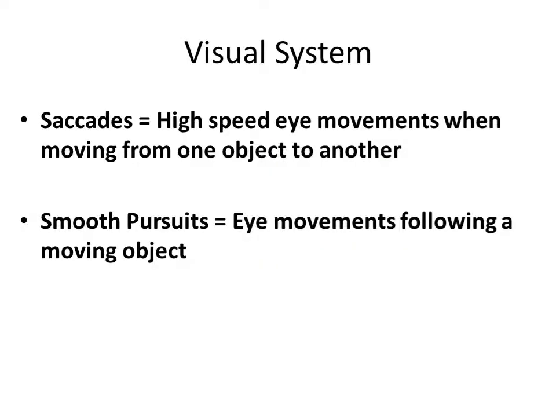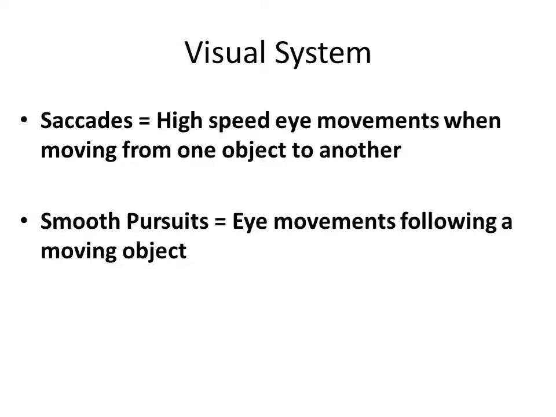There are different types of eye movements. Some are known as saccades, and some are known as smooth pursuits. Saccades are high-speed eye movements that happen when you move from one object to another. So if I quickly move from looking at one thing to another, maybe I'm talking to two different people, and I want to look at them as I'm talking to them, so my eyes will move from one to the other. Those would be saccades.